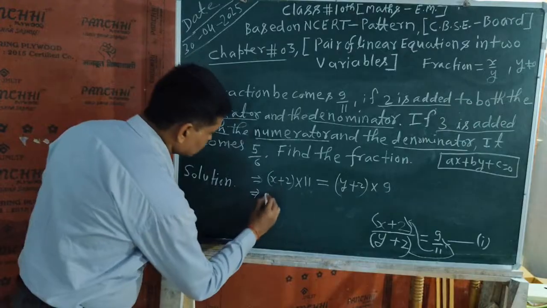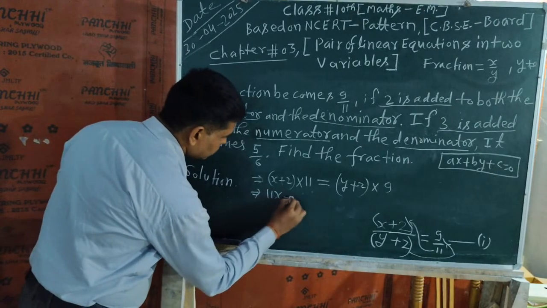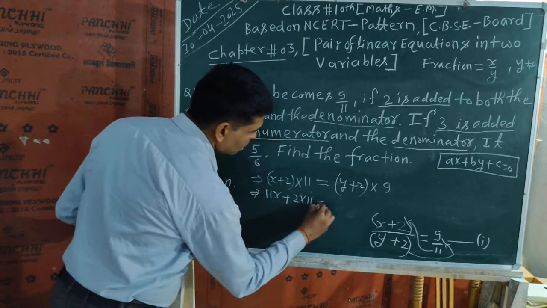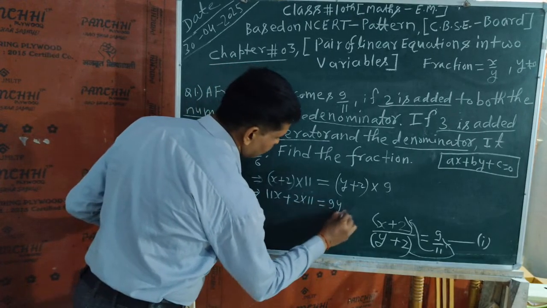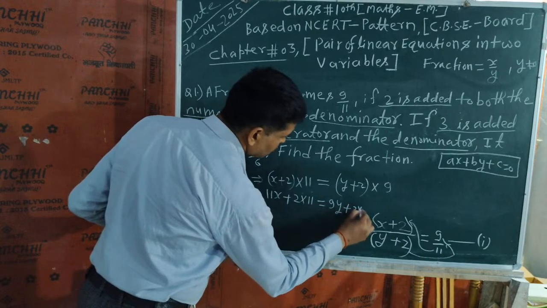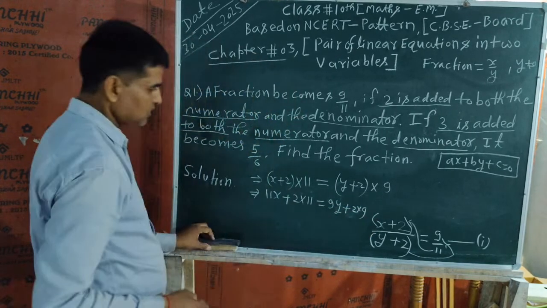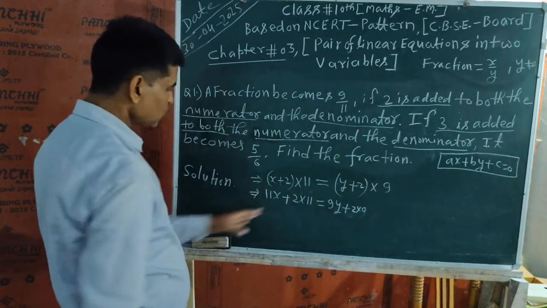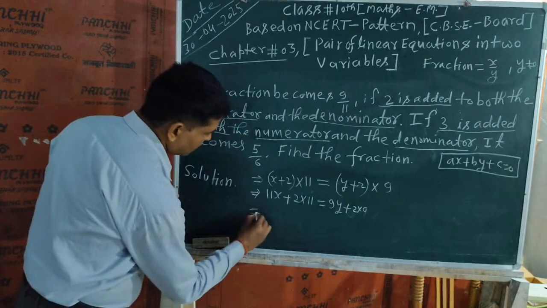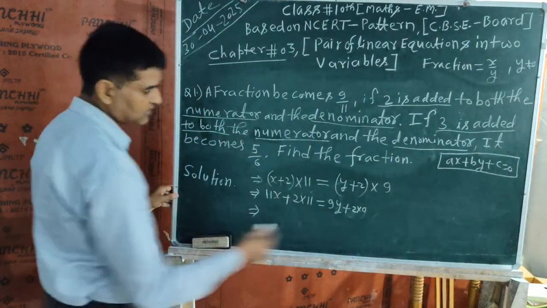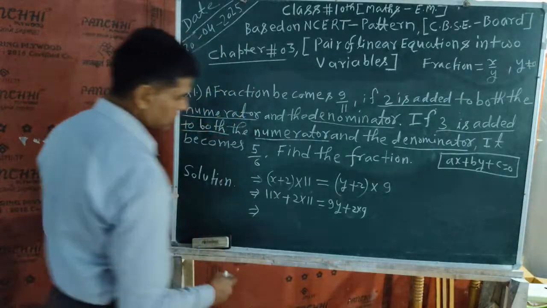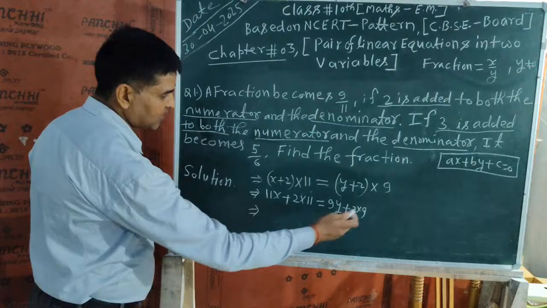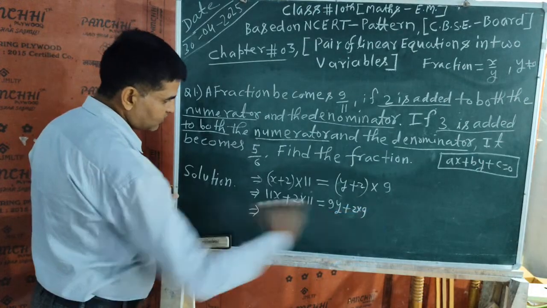So 11 into x, I will write 11x plus 2 into 11, which is equal to 9 into y, 9y plus 2 into 9. Okay student, so this data I am going to erase. Further I will simplify all terms, and after simplification I will take all terms of the right-hand side to the left.